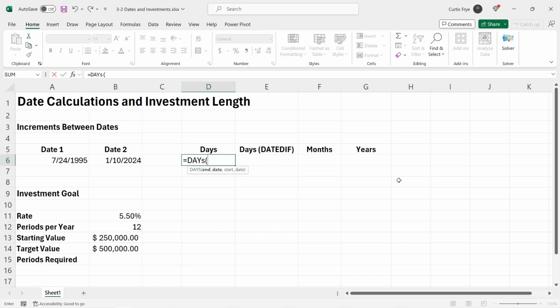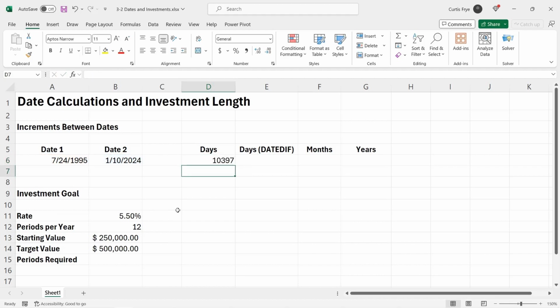So we have the end date, and that will be the later of our two dates in B6, then a comma, and the start date is in A6. Then right parentheses and enter, and we get 10,397 days. So that's the DAYS function.